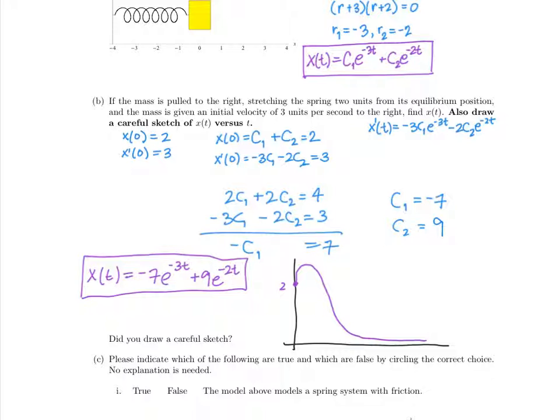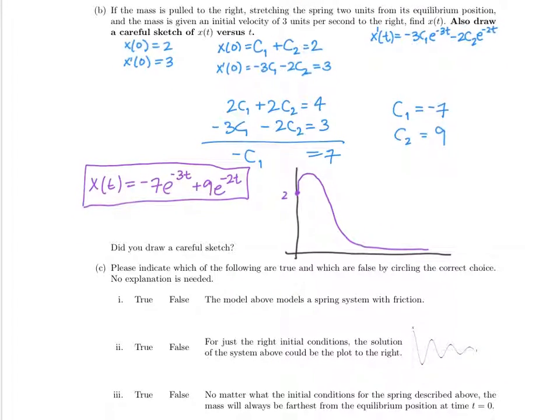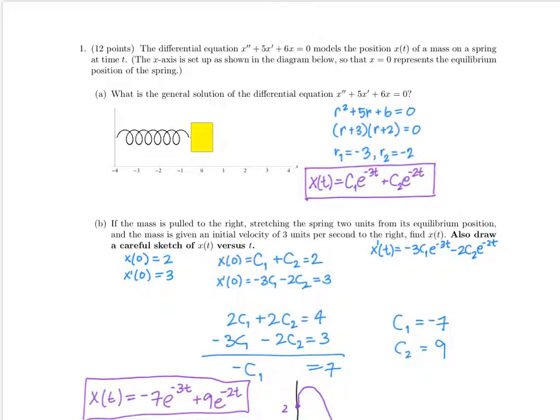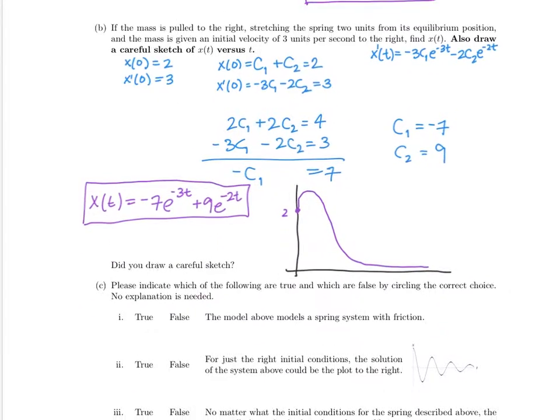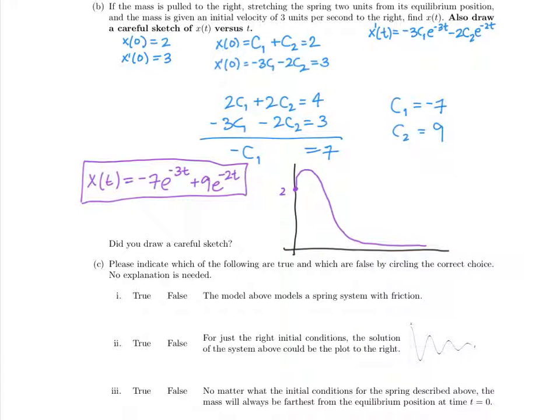And of course it says, please indicate which of the following are true and which are false by circling the correct choice. No explanation is needed. All right. The first statement is, the model above models a spring system with friction. Well, let's take a look here. The coefficient on x is strictly positive. Great. The coefficient on x prime is greater than 0. Yes, it has friction. I agree with that. True.